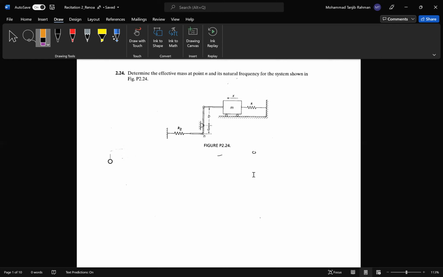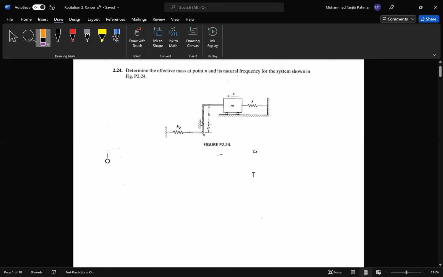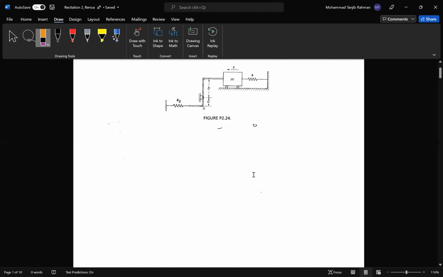So in this problem, there is a given link which is attached to a mass and spring at one end, and at the lower end, it's attached to another spring with stiffness K2. And this is the equilibrium position. So we need to find the effective mass for the lower end N and also the natural frequency of the system. So first, I'm going to draw the free body diagram.